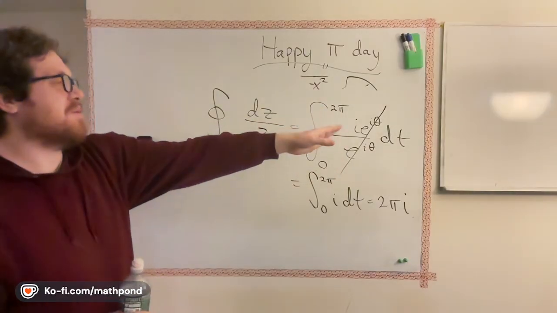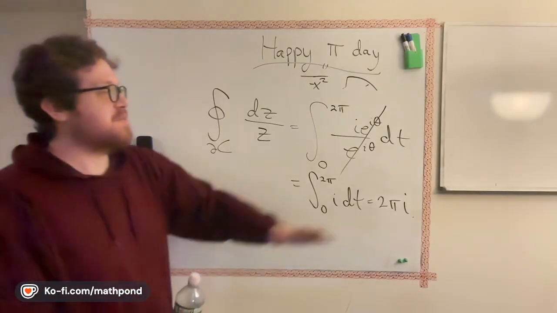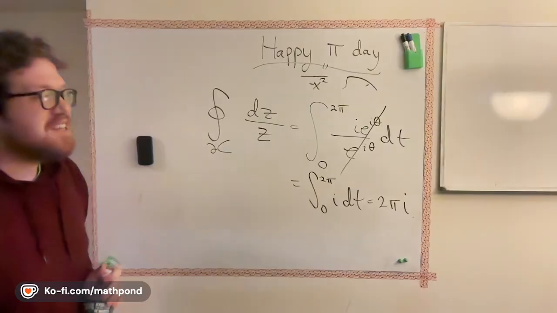There was a way to do it where you write it out with cosine and sine and the real part and the imaginary part, but this way is super simple.